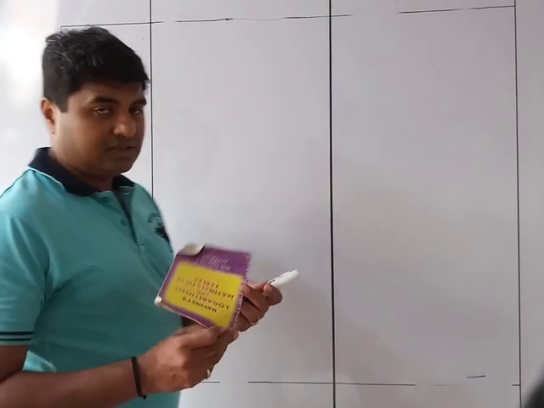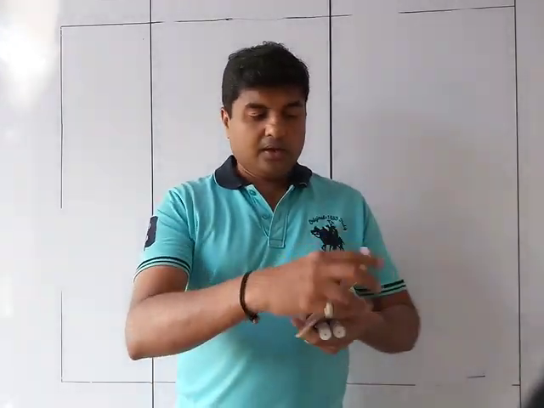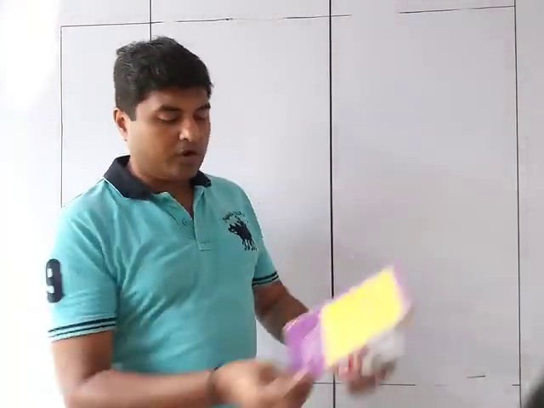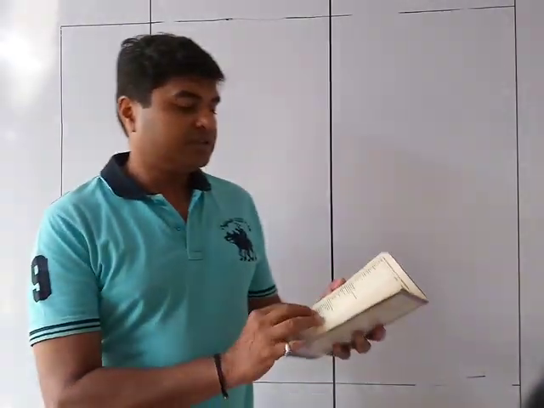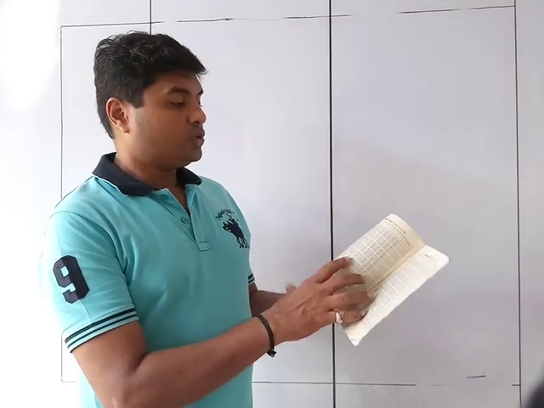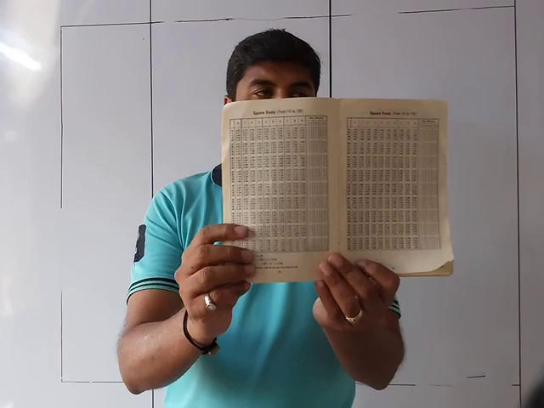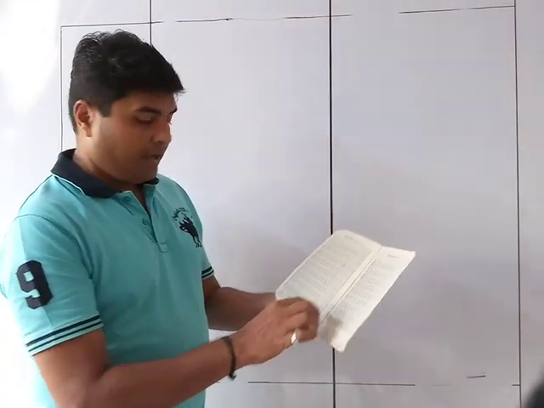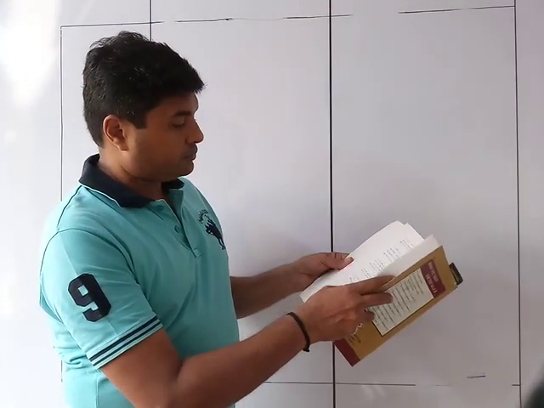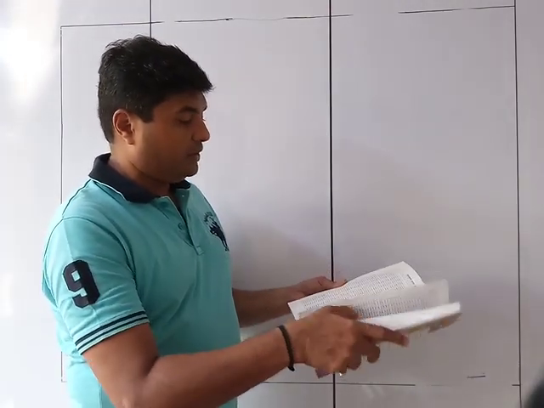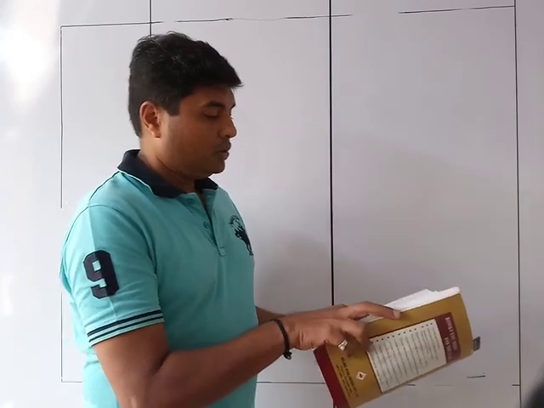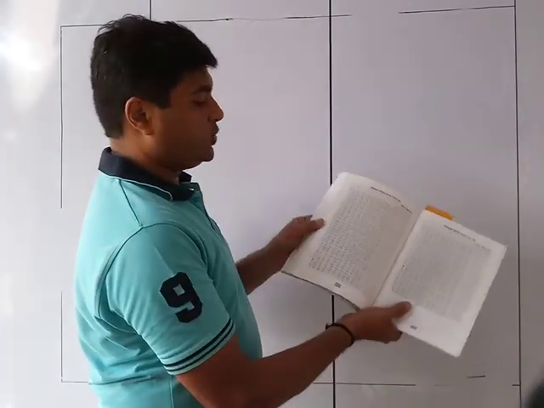The log table book looks like this. One of the books is like this, and it has one page which is the square root page. This is the page for square roots. The same thing is also available in your textbooks at the end, where there are pages with the square root table.